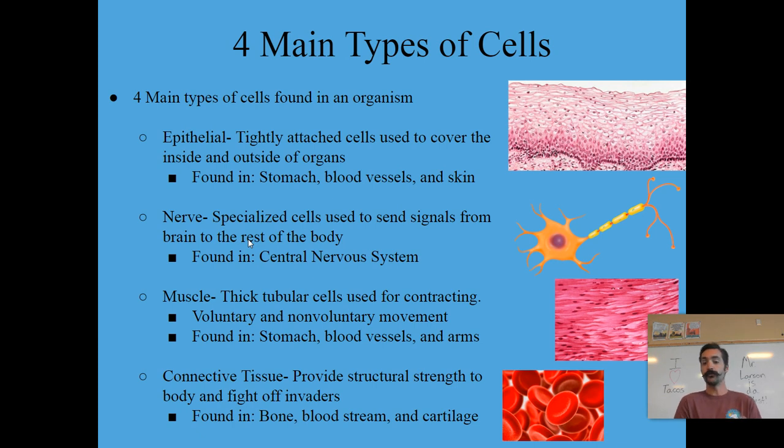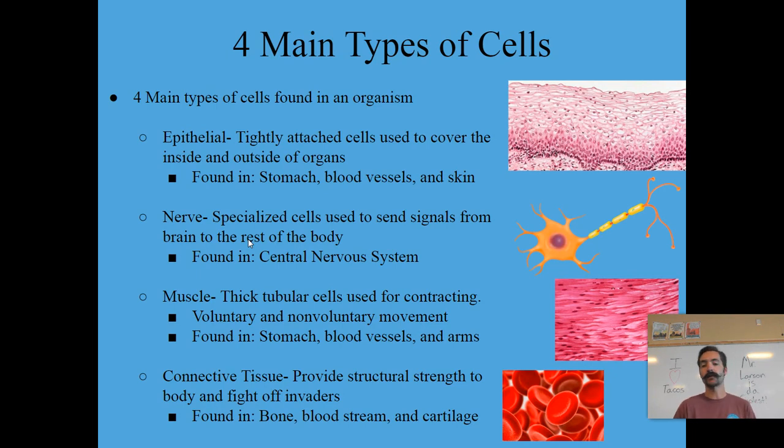Also digesting food in your stomach and in your intestines. There are muscle cells that are automatically doing that. We don't have to think about doing that ourselves. It just happens. So these are found in your stomach, your blood vessels, your arms. A lot of your organs actually are lined with muscles so that they can function properly.